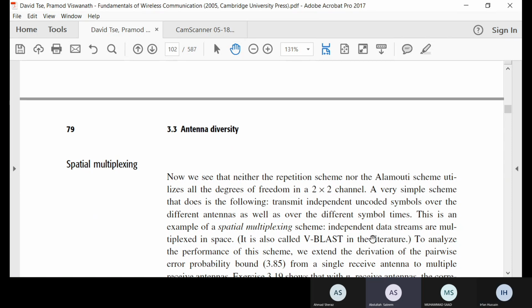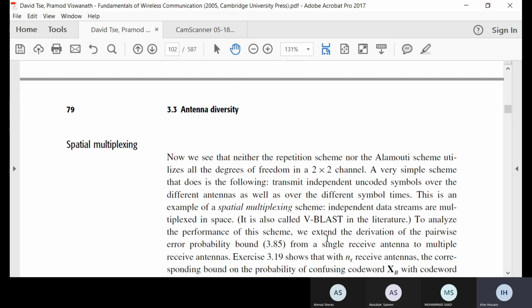All right. So one example is the spatial multiplexing scheme, where independent data streams are multiplexed in space. It is also called VBLAST.